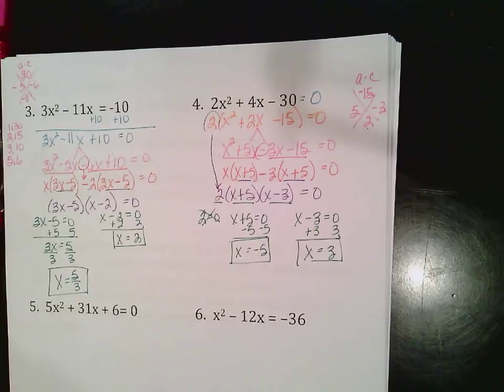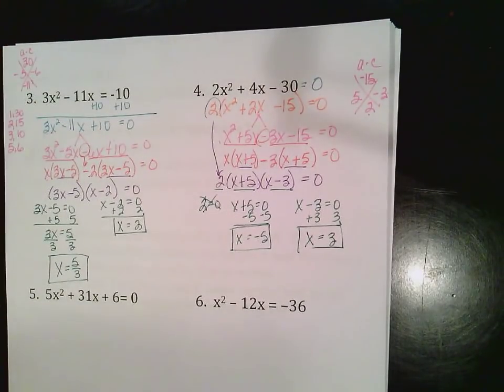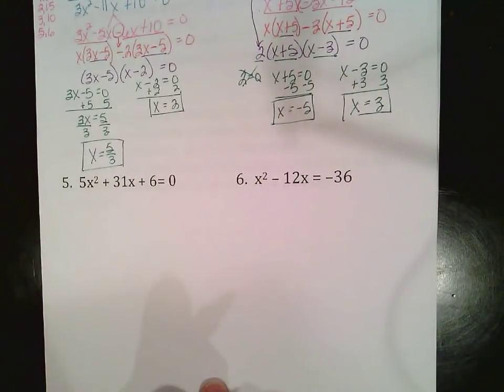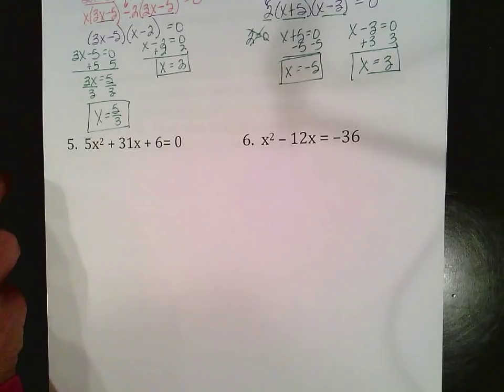And those are my two solutions. It doesn't matter what order you have them in, as long as you've got them both listed. Okay, let's go down again. We're going to do another one on number 5. This time it's already set equal to 0.